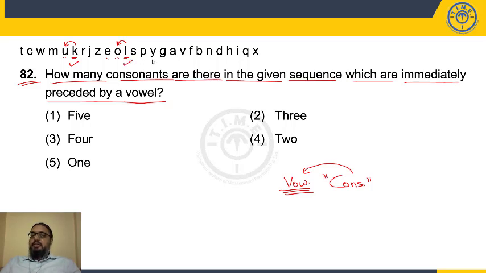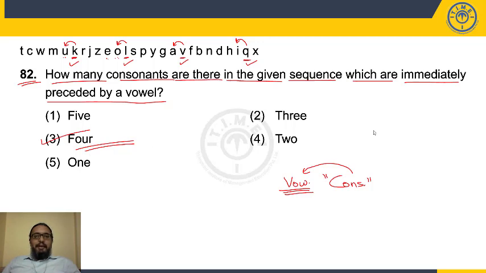So L can be considered. Then next V. V is having a vowel A before, then I will consider. Then Q. Q is having a vowel I before, then I can consider. Are you understanding the point? So there are totally 4 consonants. Choice 4. That's all. Sorry, choice 3.